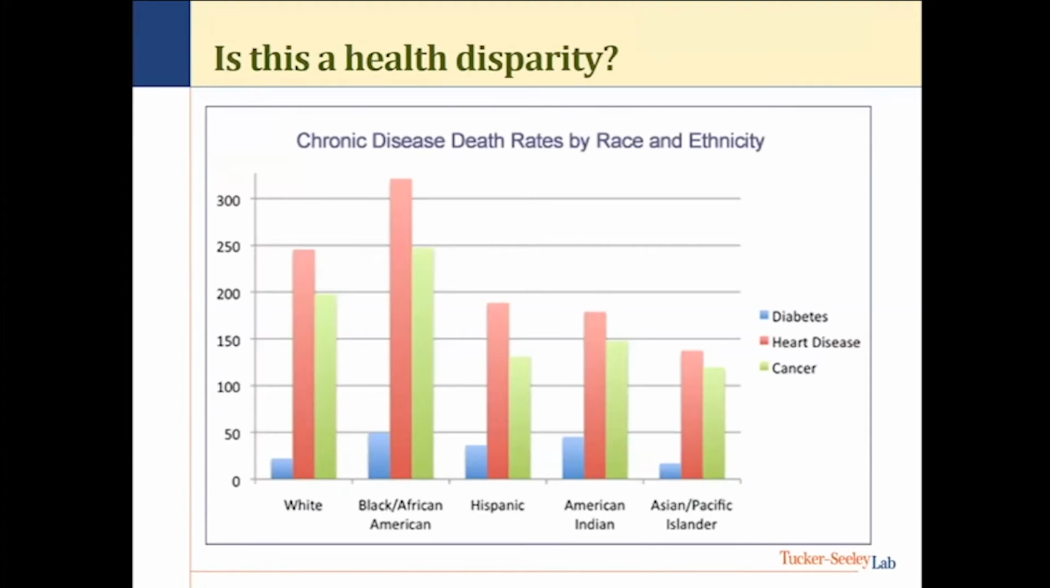So in this example, here is a bar chart that shows chronic disease death rates by race and ethnicity. It's reporting the prevalence of 3 chronic diseases across racial and ethnic groups, where it is evident that there are differences across racial and ethnic groups. But would you call these differences disparities? And what makes these differences disparities?